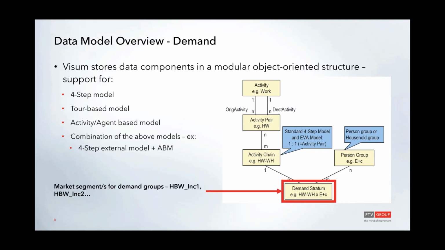For the 4-step model, which is the more common format that you may have been using for other models, we store primarily the market segments or demand groups, which might be things like home-based work trips or trip types with different income classification, in what we call demand strata in Visum. So a lot of the other elements might be redundant in the 4-step models that you might see for the region.